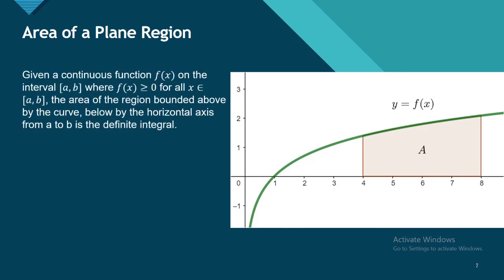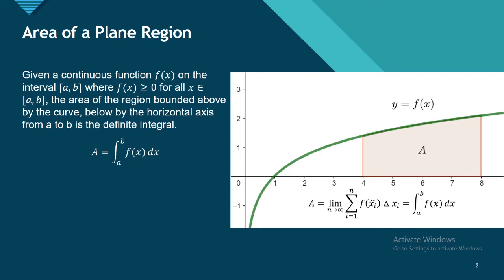Given a function f of x on the interval [a, b], where f of x is greater than or equal to 0 for all x in that interval, the area of the region, which is bounded above by the curve and below by the horizontal axis from a to b, is given by the definite integral. A is equal to the integral of f of x dx evaluated from a to b.